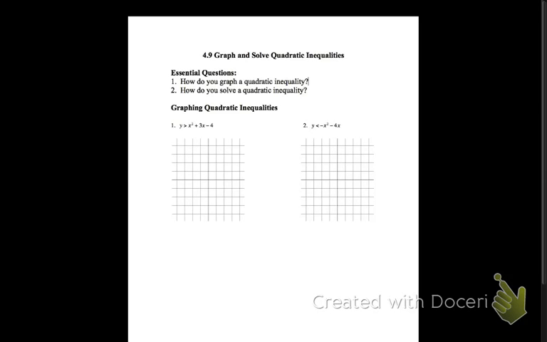Lesson 4.9, Graph and Solve Quadratic Inequalities. The essential questions for the lesson are how do you graph a quadratic inequality and how do you solve a quadratic inequality. We're going to start with graphing quadratic inequalities.